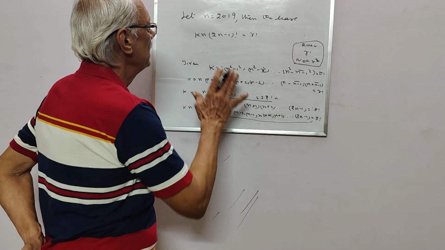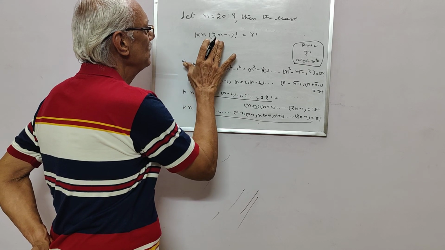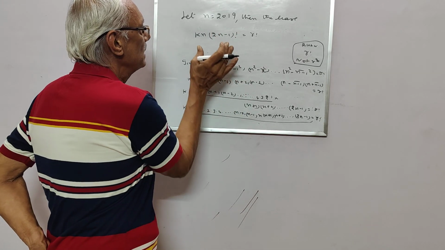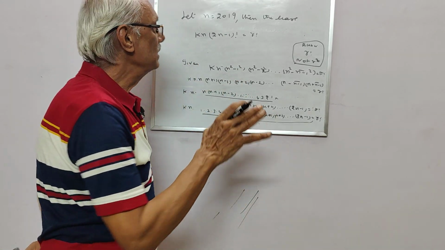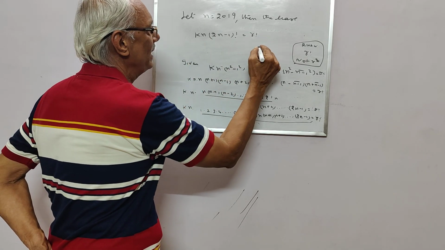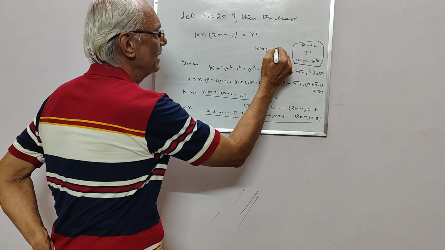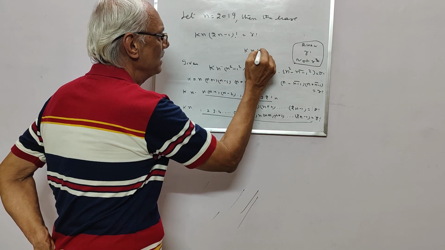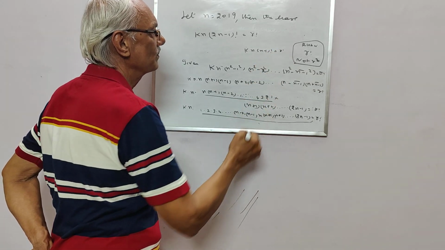Now you see that here you are having kn into 2n minus 1 factorial is equal to r factorial. That means this must be expressed as a factorial. I will give an example. kn into n minus 1 factorial is equal to r factorial.